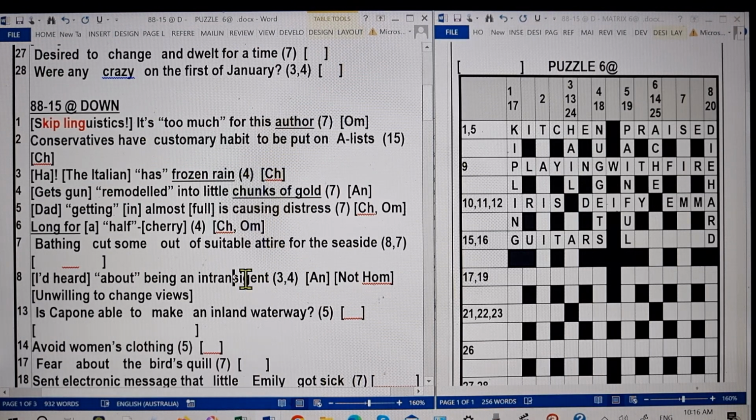I've heard about being, sometimes you think, well, that's going to be a homophone. But it's not always. It doesn't have to be. And it's not here either. Okay, I've heard about, so being an intransigent, and if about is the anagram flag, you anagram I've heard, and what do you get? You get die hard. How about that?